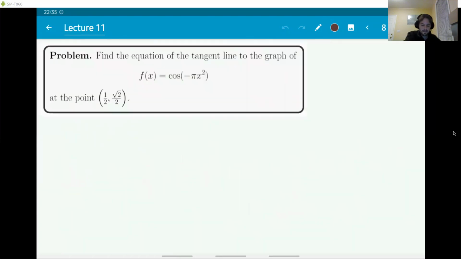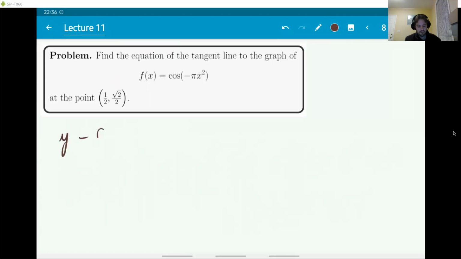Moving on. This is one of those questions that secretly is asking you for a derivative. But instead of just asking for a derivative, they're being more precise with find the equation of the tangent line to the graph. So we have a function and a point on the graph of that function. If you plug in x equals 1/2 in here, you have cosine of minus pi over 4, which is √2/2. So this is a point on the graph of this function. And we want to find the equation of the tangent line.